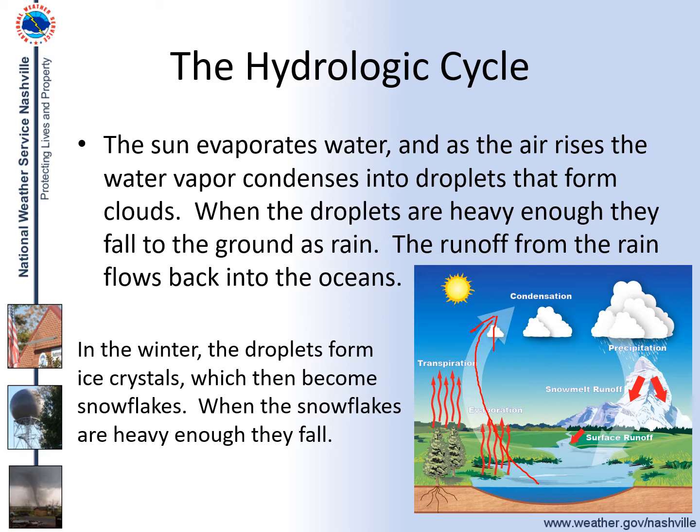back to the ground where they run through rivers and streams and back into the oceans where they repeat the process all over again. In wintertime, that water vapor condenses into ice crystals that form snowflakes, and they can fall and remain until the snowpack melts.